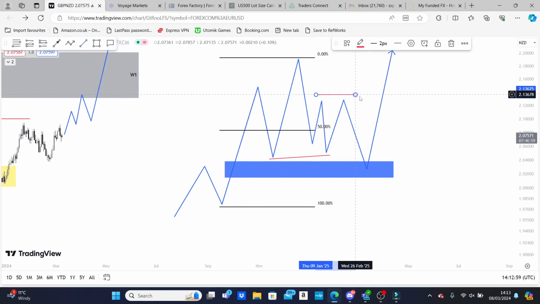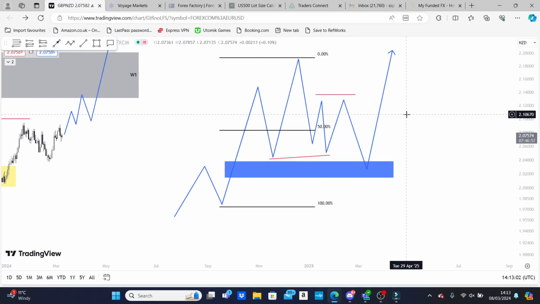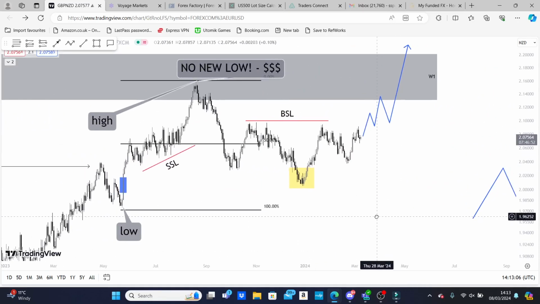So this can be applied to any forex pair, futures, S&P 500 indices, whatever it is you're looking at. This basic schematic can be applied from GBPNZD to about any other currency pair you want to look at.